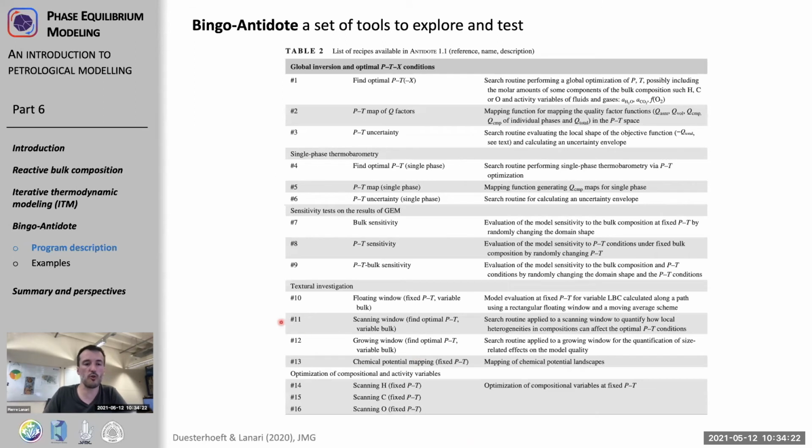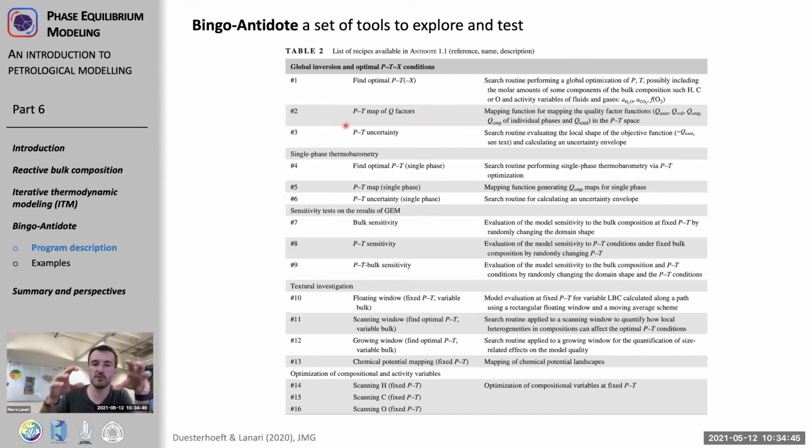This is a list of all the subroutines that are present in Antidote, and I don't want to give you a detailed description of each capability of the program, but basically you can find the optimal pressure temperature condition. That's exactly what I showed you before. You can calculate PT maps of model quality factors using this recipe. You can calculate some PT uncertainty.